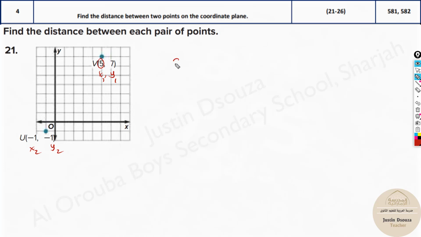The formula is important. The distance formula is given as square root of x2 minus x1 the whole square plus y2 minus y1 the whole square. Even over here, I can write it as x1 minus x2 the whole square. It doesn't make any difference. The answer will be the same.